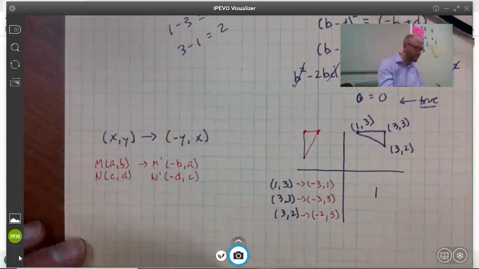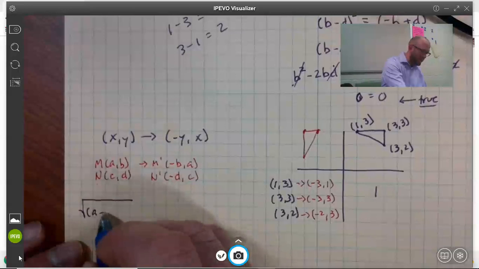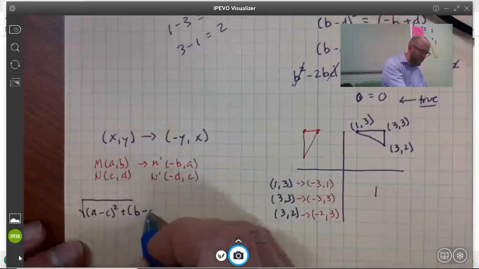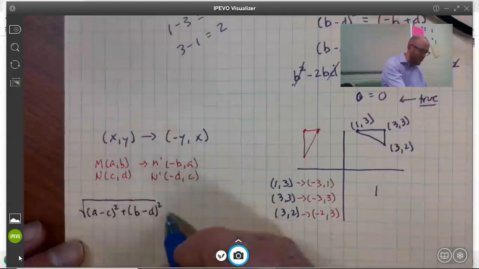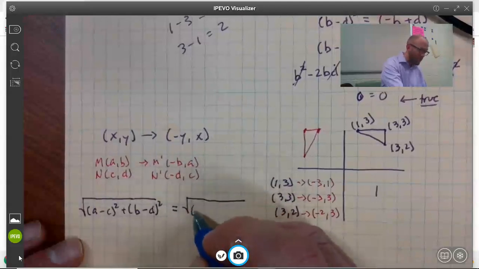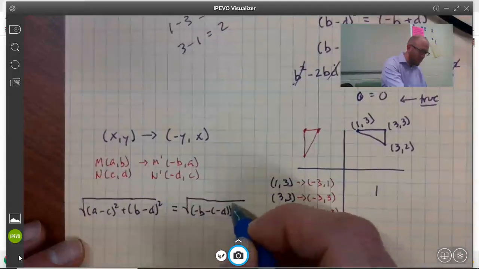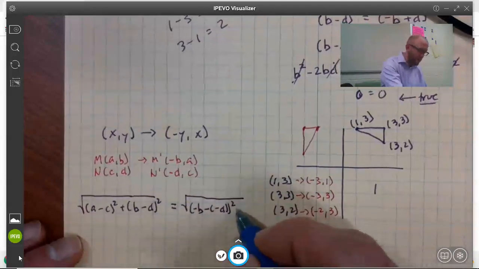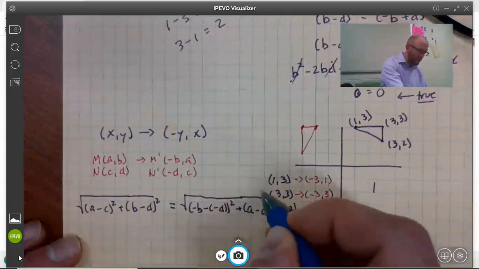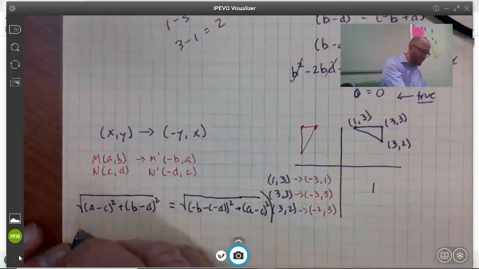So let's see. The distance between these two is the square root of (A minus C) squared plus (B minus D) squared. And we're going to say that that's equal to the square root of (negative B minus negative D) squared plus (A minus C) squared. Okay. So first thing we'll do, take the square roots away.